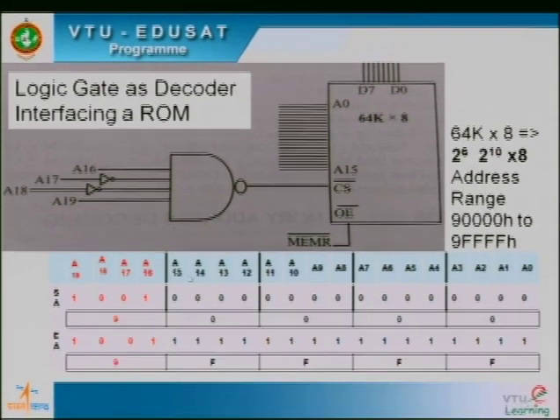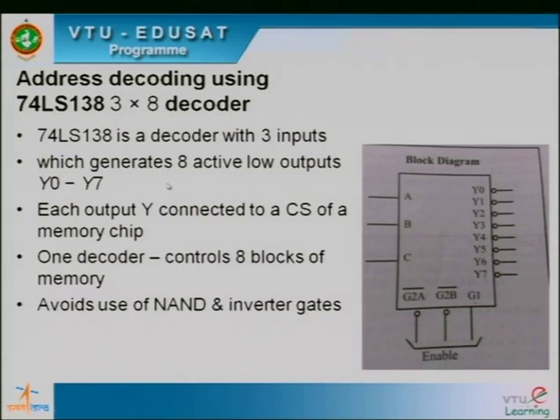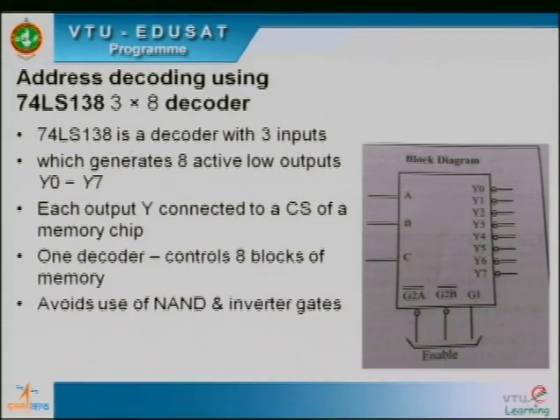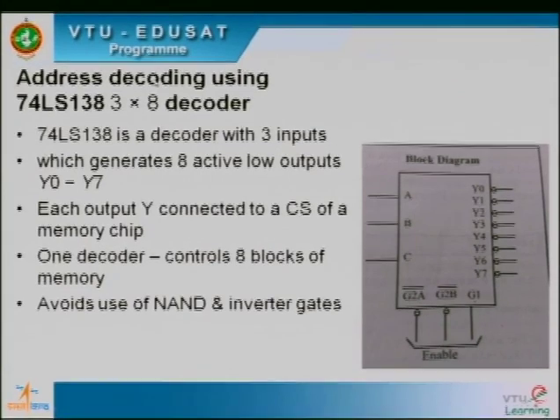We can simplify. Remember, if I have to interface one more memory device, I require one more NAND gate with the necessary inverters, etc. I can reduce the number of NAND gates and the complexity of this decoding circuitry if I use a decoder. The basic decoder we consider is 74LS138. This, as you know, is a 3x8 decoder.